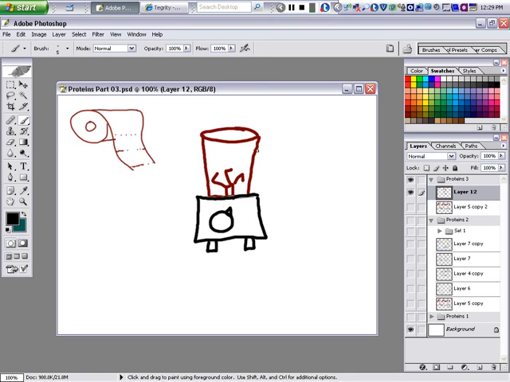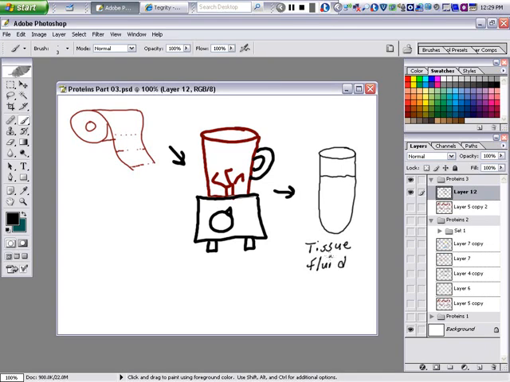Anybody have any idea what this is? Exactly. And we need to grind that tissue up. And so we got to grind up that tissue. And when we grind that tissue up, then we'll filter it and we'll just be left with our fluid. Okay. We'll filter that and then we'll end up with just our fluid here. And this will be our tissue fluid.